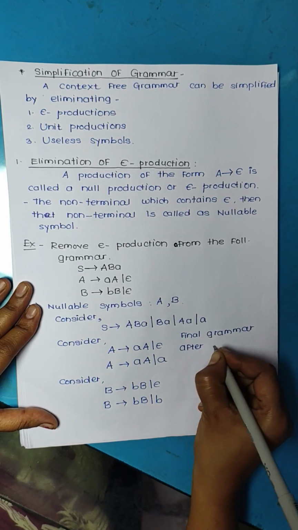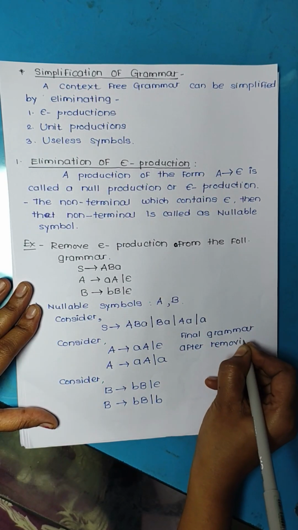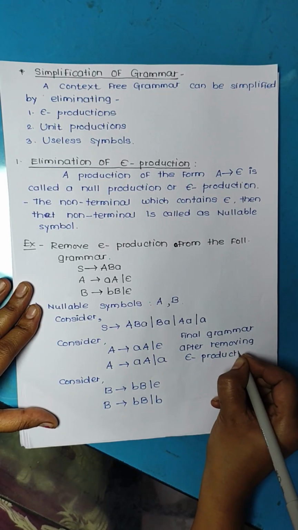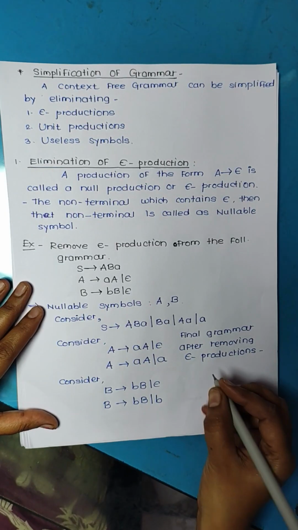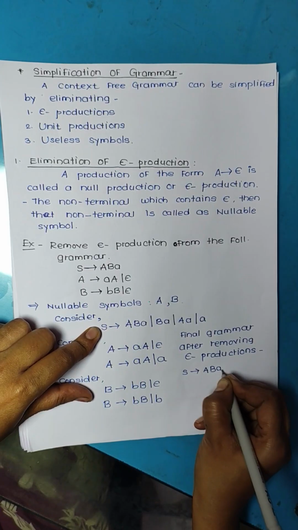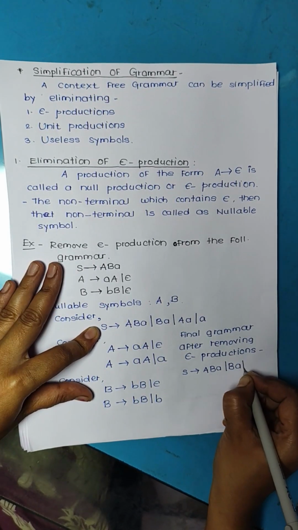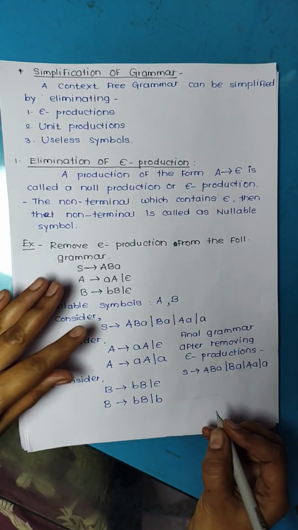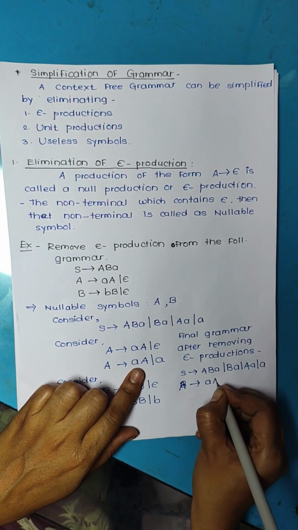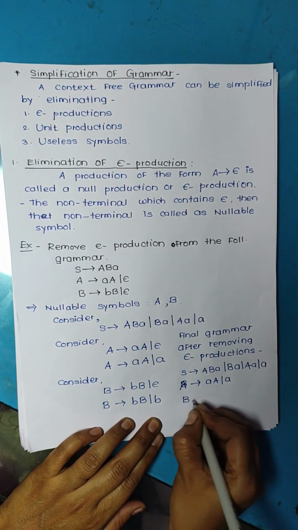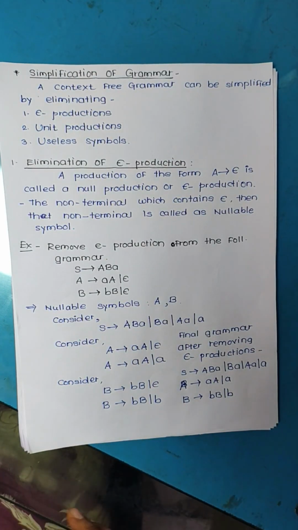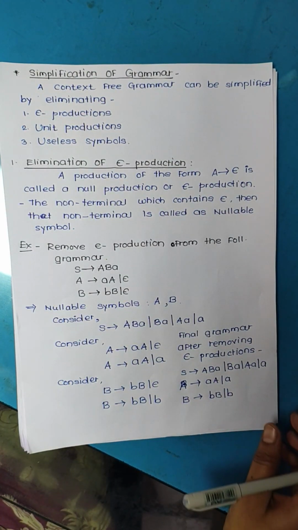So the final grammar after removing the epsilon productions or null productions is: first the starting non-terminal, S gives ABA or BA or AA or A. Next, A gives AA or A, and lastly B gives B or B. In this way we have to remove the nullable symbols from the given grammar.